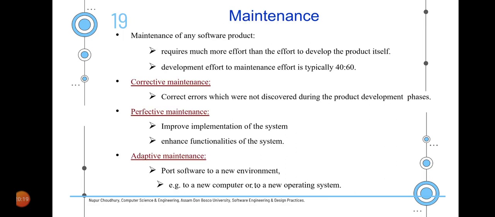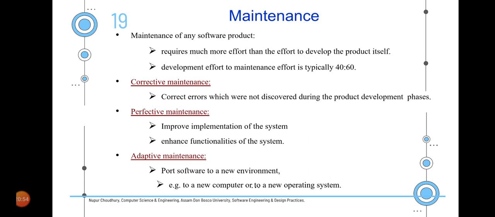So the last phase after the integration and system testing is carried out is the maintenance phase, and maintenance of any software product requires much more effort than the effort to develop the product itself. We already saw this in the graph that described relative effort along with the different phases of life cycle model. The development effort to maintenance effort is typically 40:60 ratio.